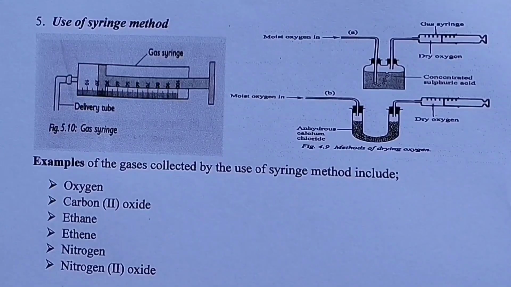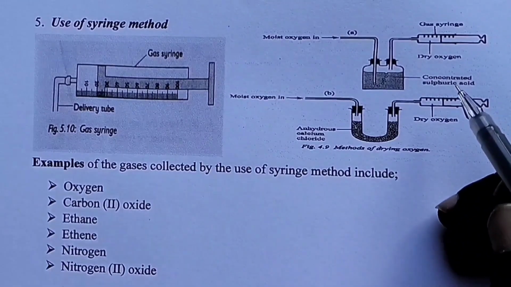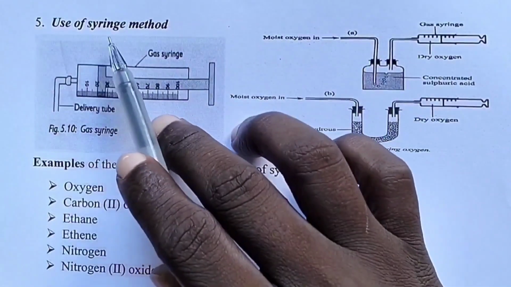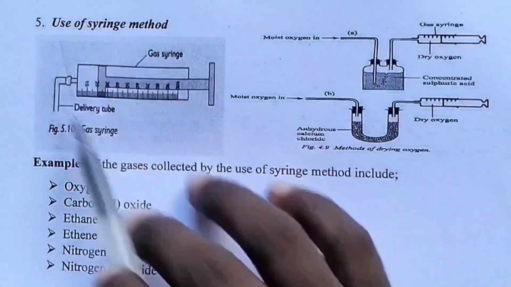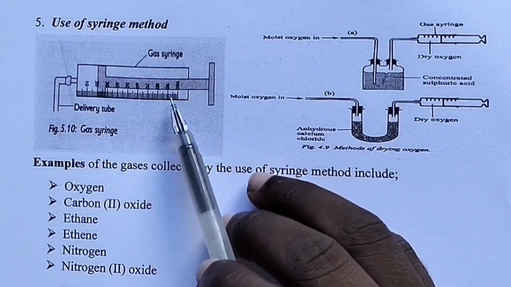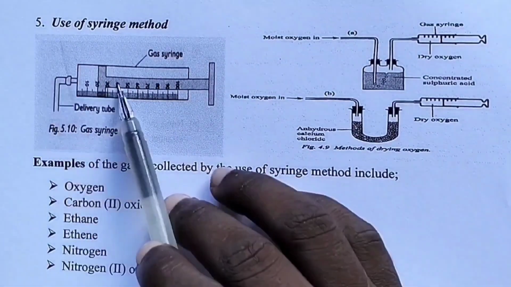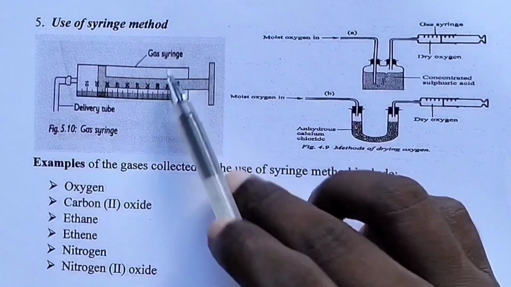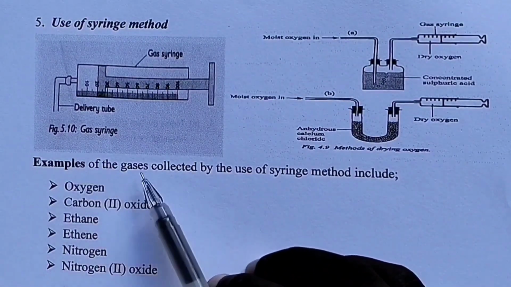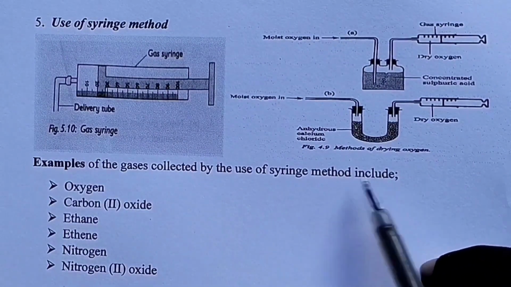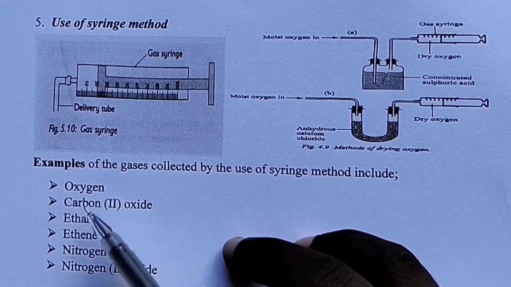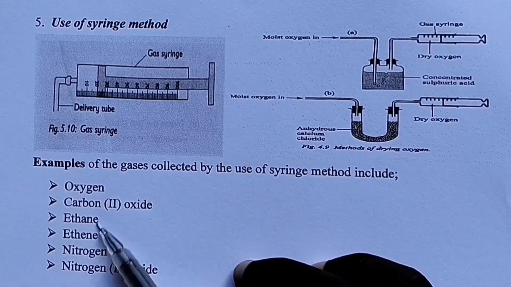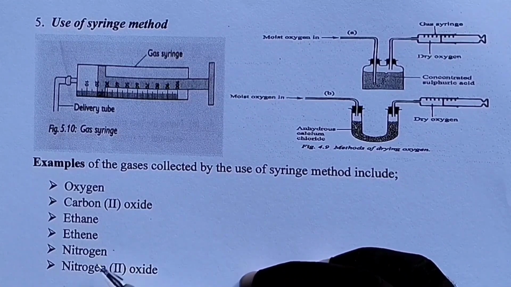So let's go to the fifth method of gas collection. It's the use of syringe method. And this is how a gas syringe looks like. We have the delivery tube and it's collected using a gas syringe. Examples of the gases collected by the use of syringe method include oxygen, carbon dioxide, ethene gas, nitrogen gas, and nitrogen(II) oxide gas.